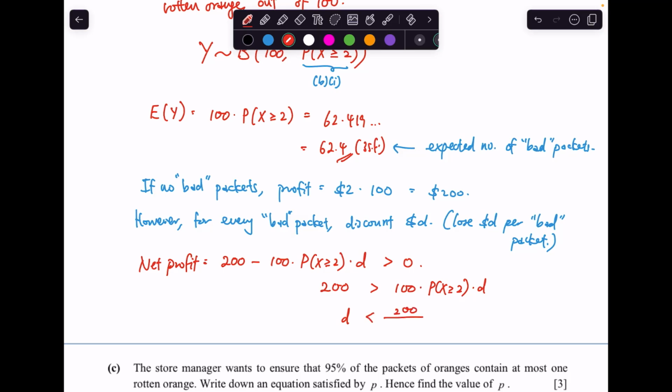So 200 over 100 times the probability of X more than or equal to 2. You can simplify this fraction if you want to, like the 200 over 100, but your calculator should know how to deal with this. And this should give you 3.20 something. Anyway, we have the exact value. So I'm just going to write this is 3.20 to 2dp.